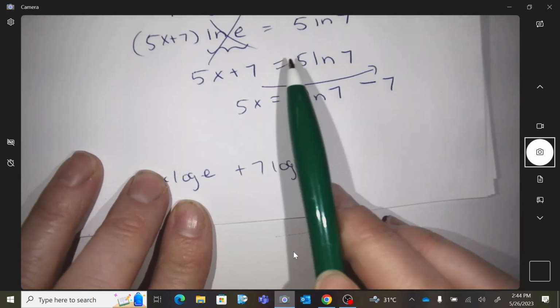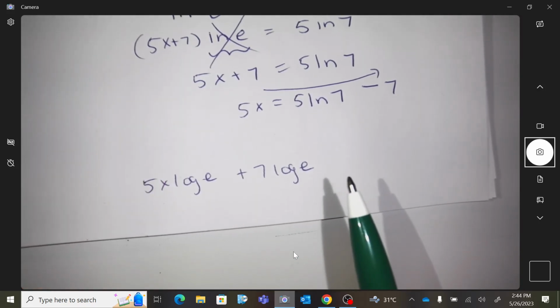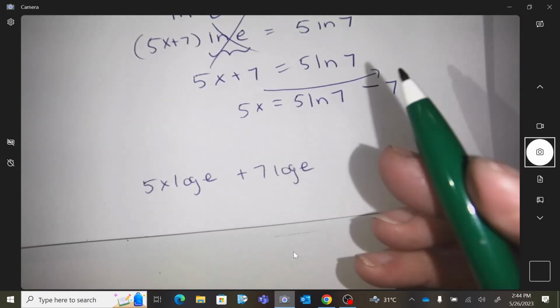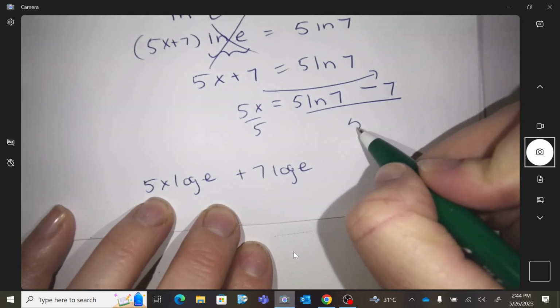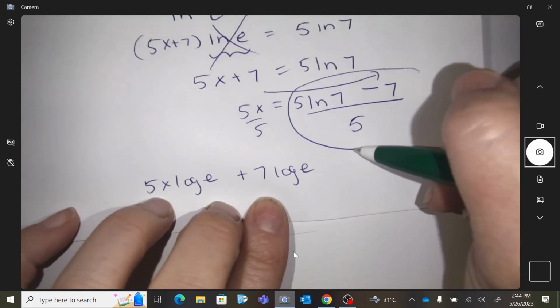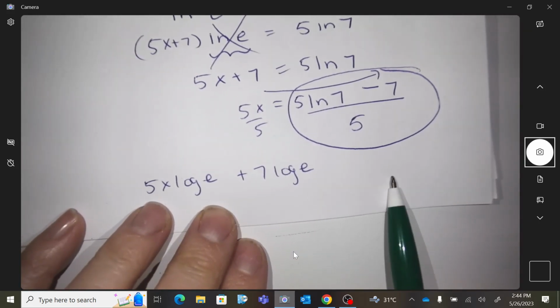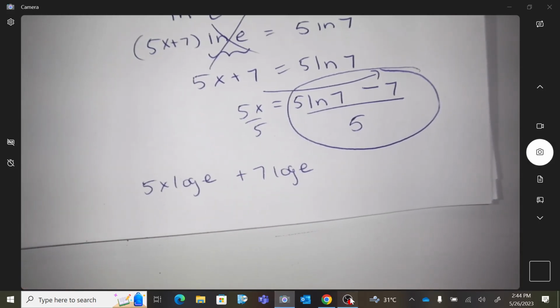So I moved that 7 over because it was a not x thing. And then I would divide by 5. So this is what I need to type into my calculator. So now there's an ln button you've got to look for.